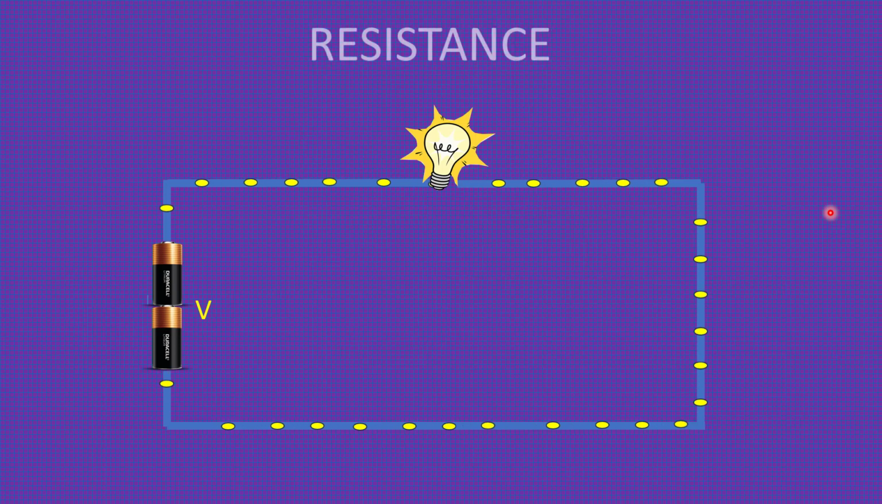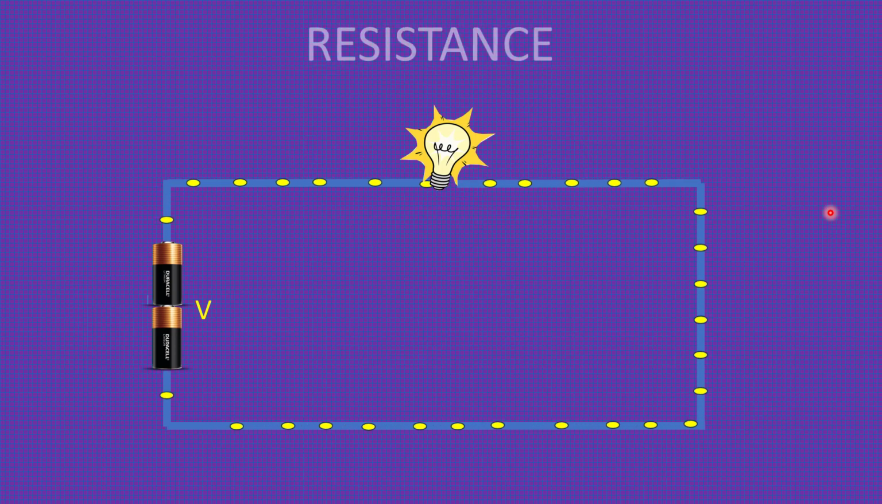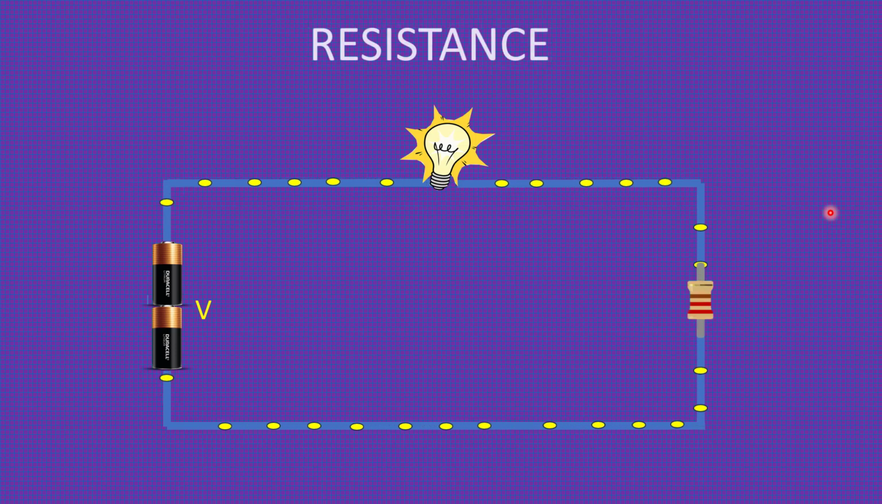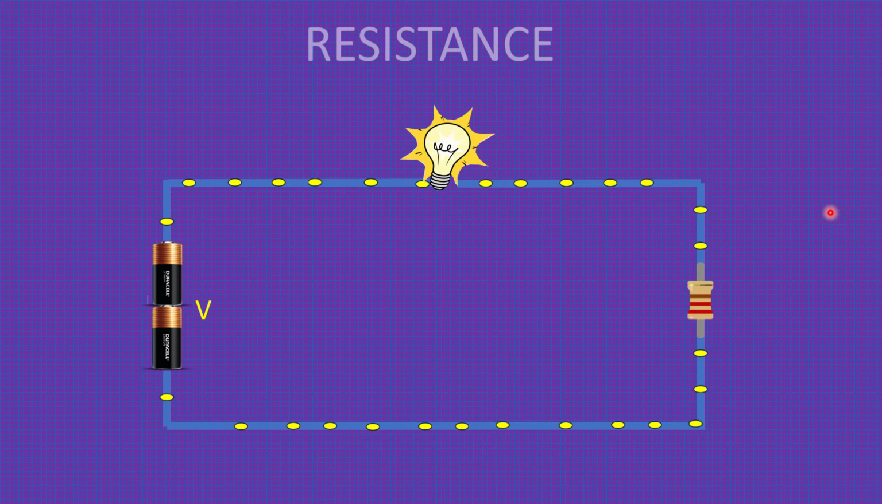Let's look at a circuit. In this circuit, a battery is connected to a light and the light is glowing. The current is flowing normally. If we insert a resistance or resistor in the circuit, what will happen? The flow of current is reduced and the light will be dimmer.